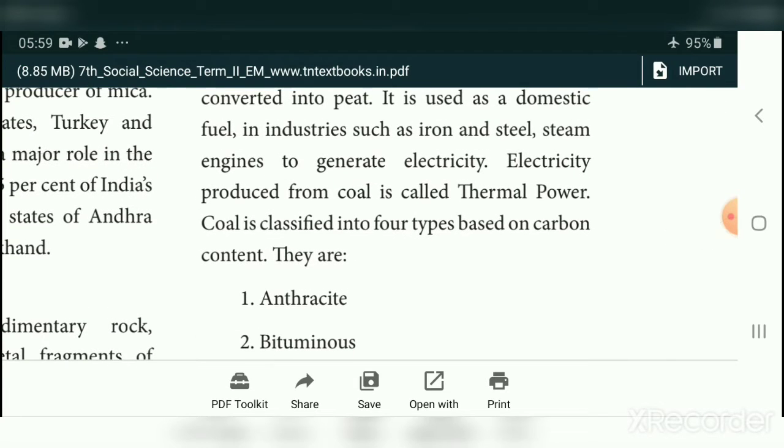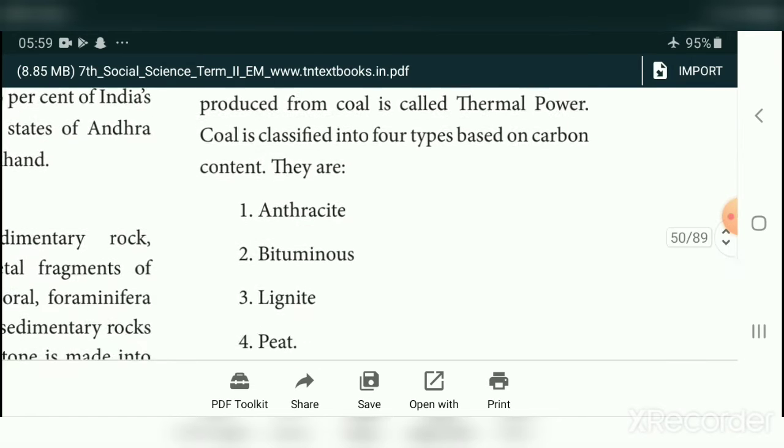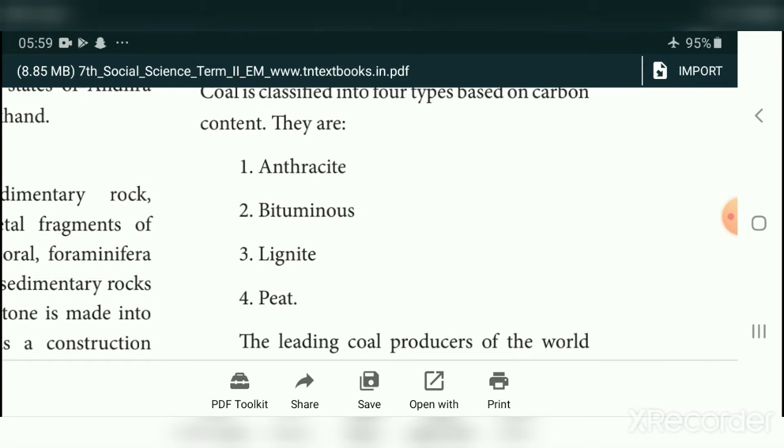Coal is classified into 4 types based on carbon content. How much percentage of carbon does it have? Based on this, we can classify coal into 4 types: anthracite, bituminous, lignite, peat.